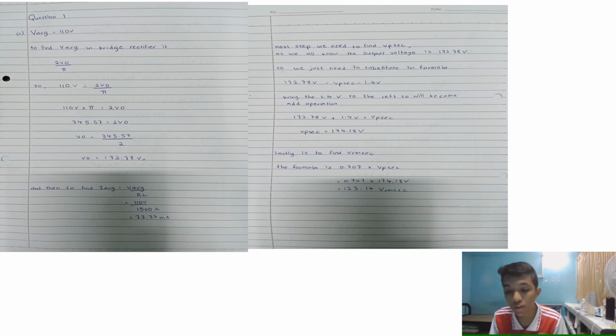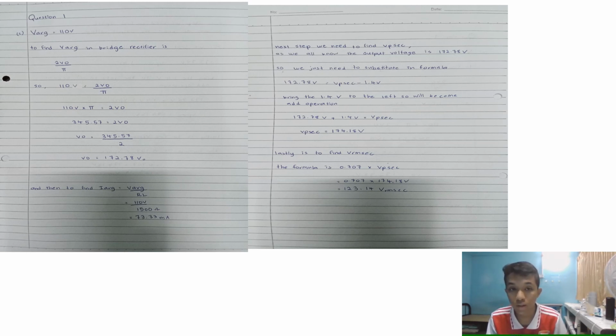For today, I'm going to solve questions in topic 2 and topic 3. The question is to calculate the value of VP secondary, VRMS secondary, and I average. V average is given as 110 volt with load resistance RL of 1.5 k ohm for a full wave bridge rectifier. To find V average in a bridge rectifier, it is 2V out divided by pi.